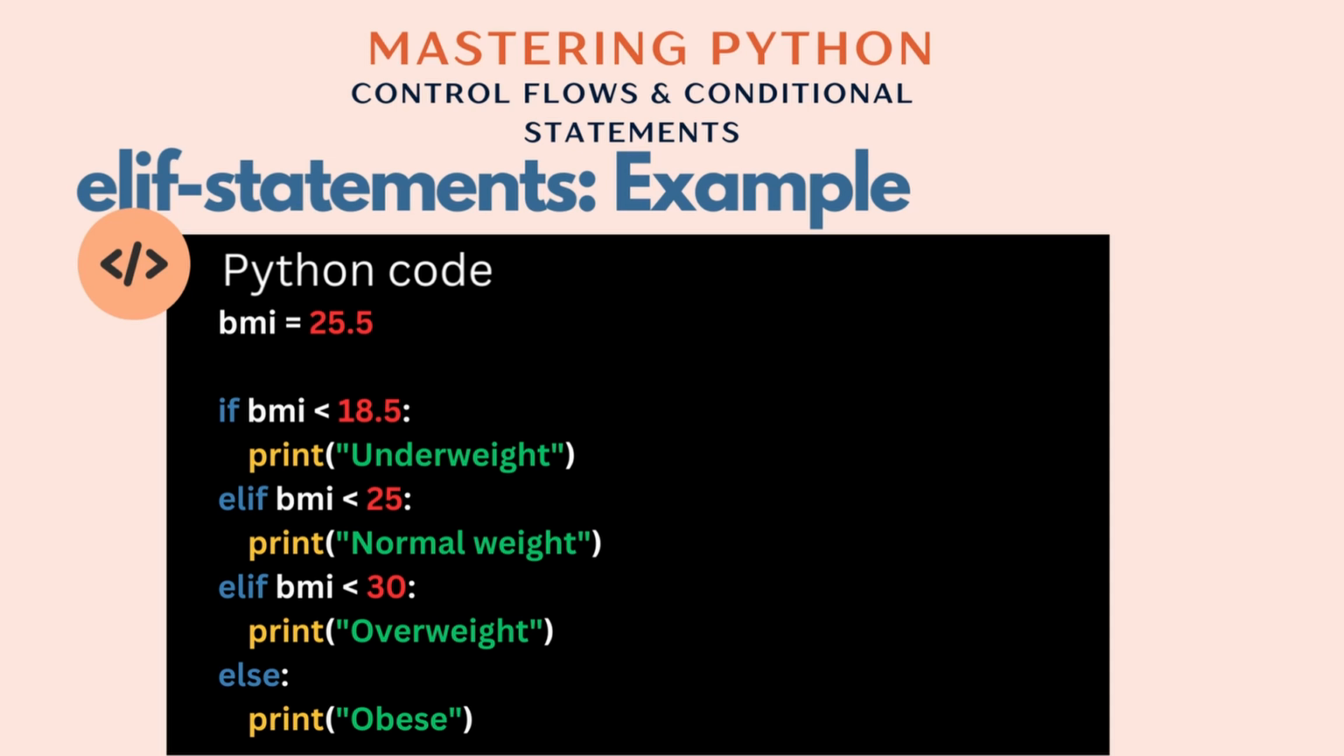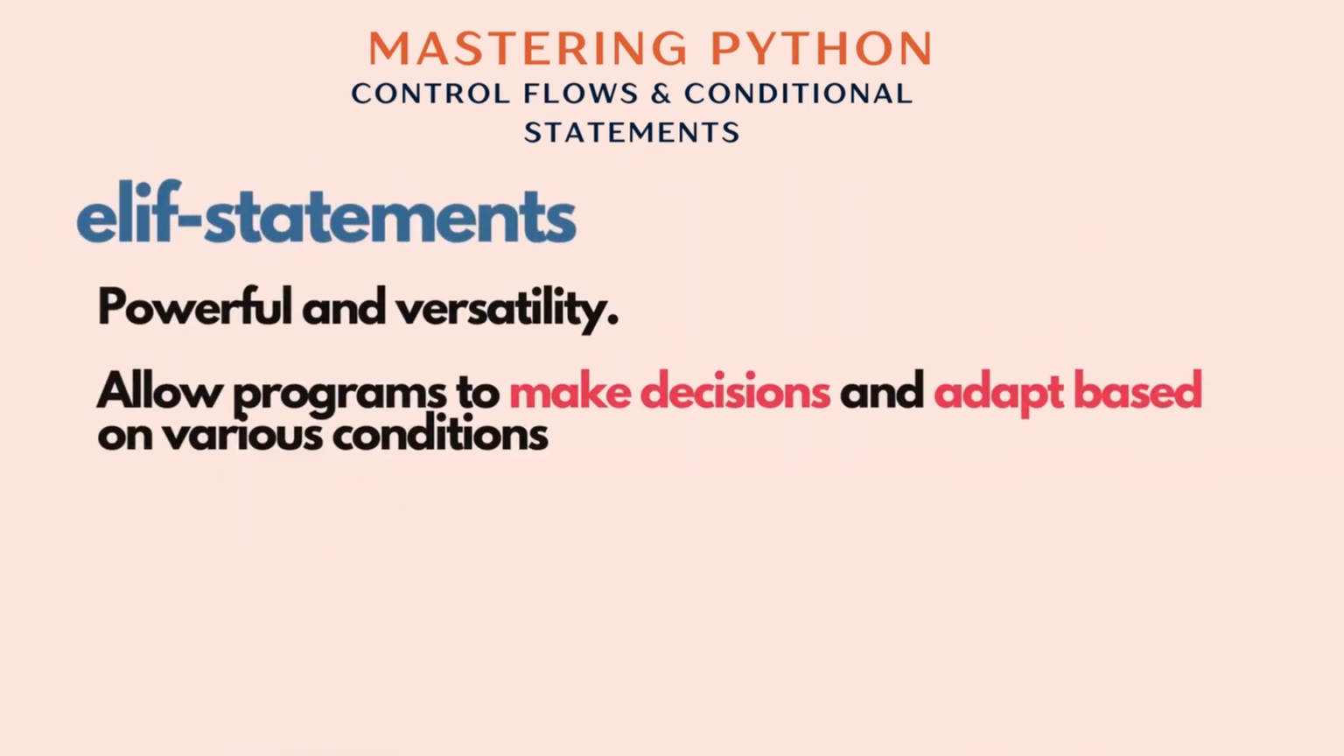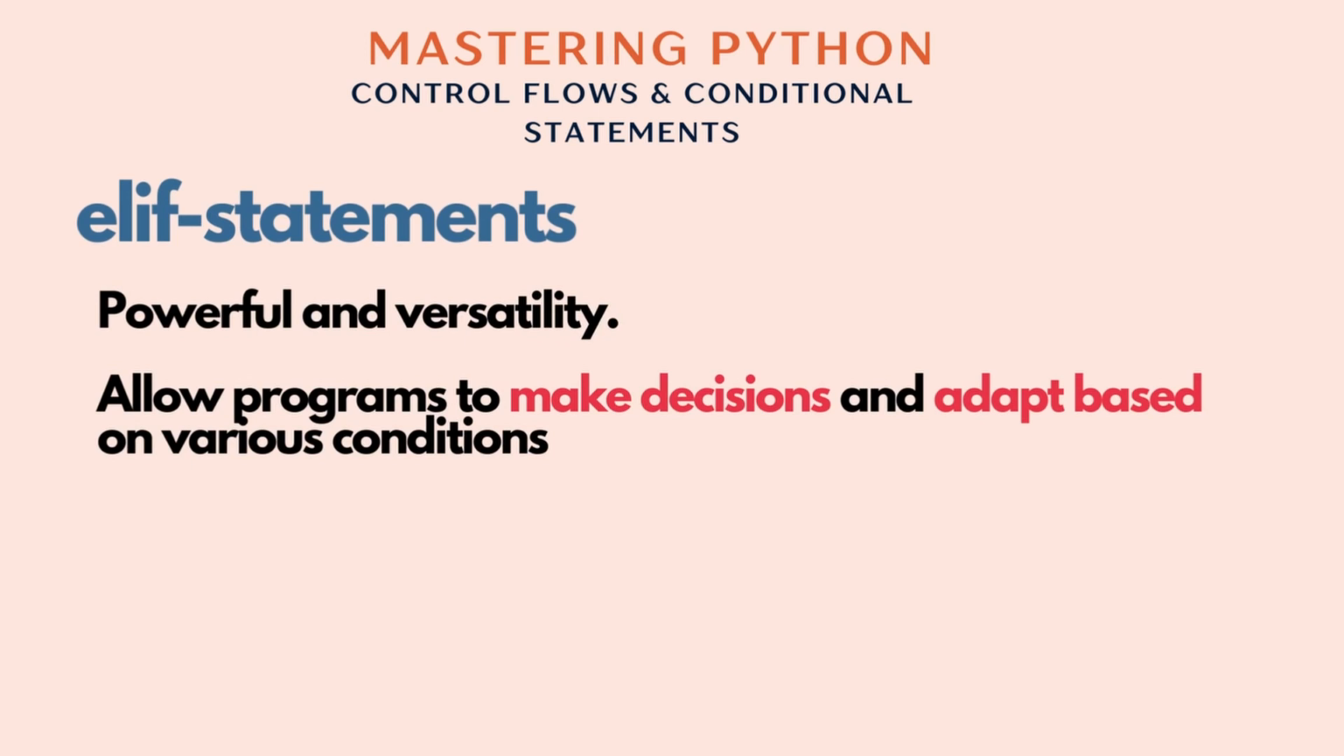If the BMI is less than 18.5, it's categorized as underweight. If it's between 18.5 and 25, it's normal weight. If it's between 25 and 30, it's overweight. And if it's greater than or equal to 30, it's obese. By using if and elif statements, we can create a more comprehensive categorization based on different conditions. Feel free to experiment with different BMI values and observe the corresponding outputs.